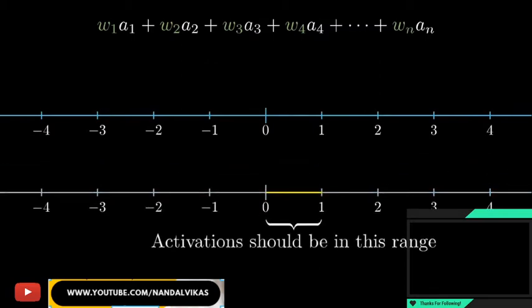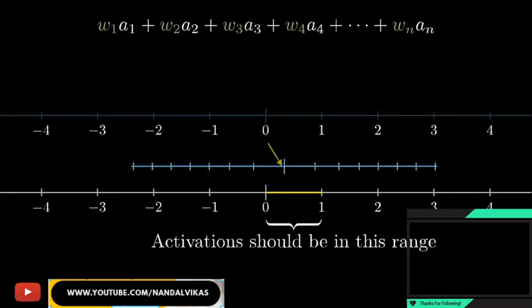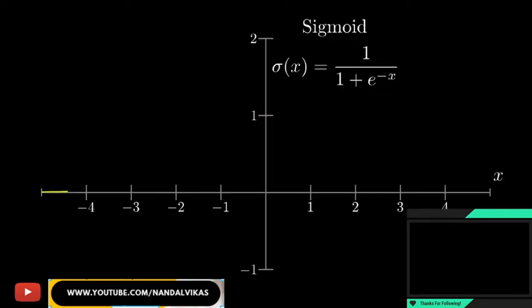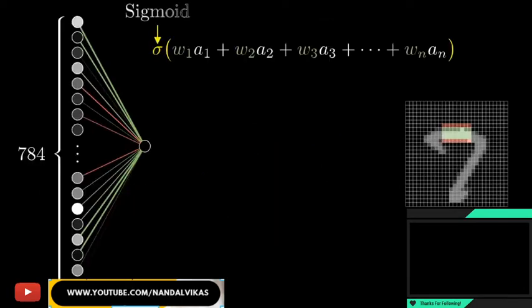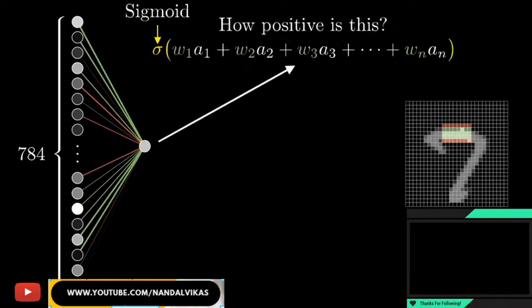So a common thing to do is to pump this weighted sum into some function that squishes the real number line into the range between 0 and 1. And a common function that does this is called the sigmoid function, also known as a logistic curve. Basically, very negative inputs end up close to 0, very positive inputs end up close to 1, and it just steadily increases around the input 0. So the activation of the neuron here is basically a measure of how positive the relevant weighted sum is.